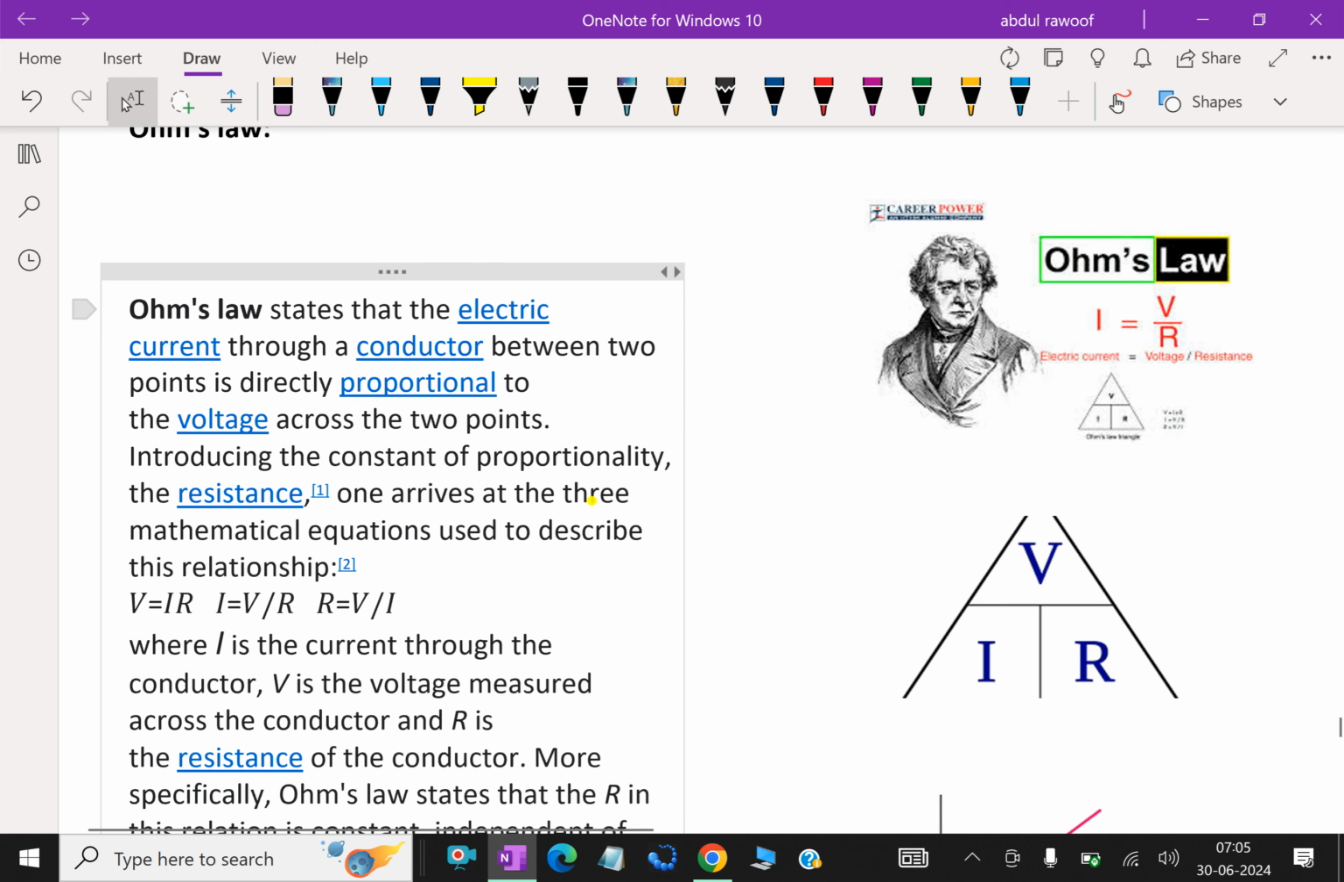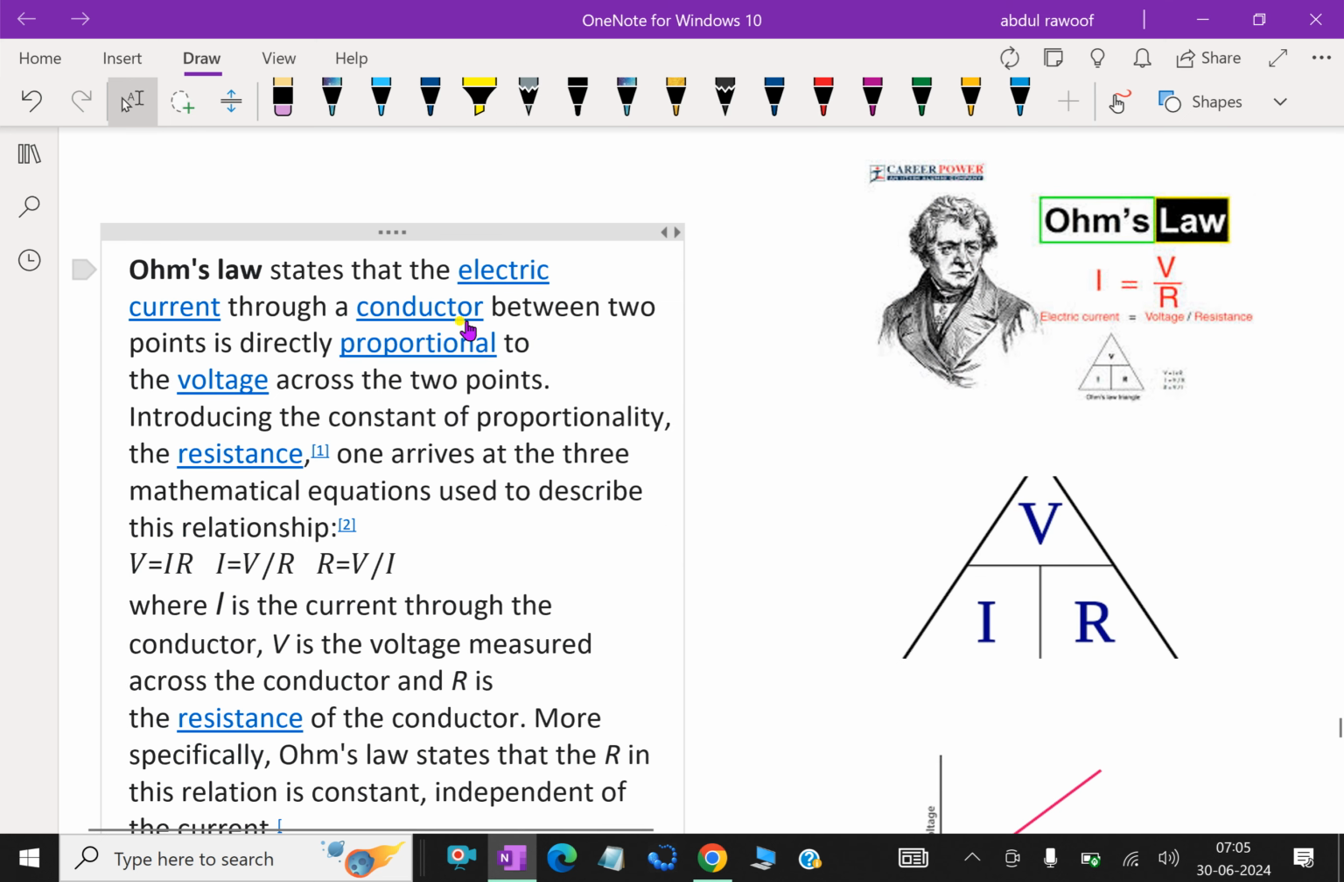Ohm's law states that the electric current through a conductor between two points is directly proportional to its voltage. That is, current is directly proportional to voltage. If the current is more, the voltage is more. Introducing a constant of proportionality, that is the resistance, one arrives at the three mathematical equations used to describe this relationship: V equals IR, then I equals V over R, and R equals V over I. This is an important relation.